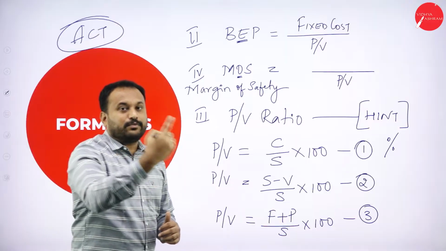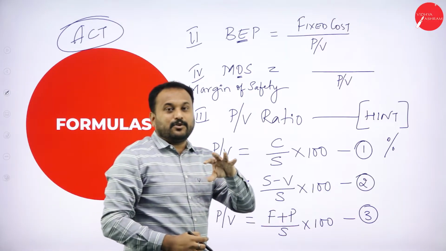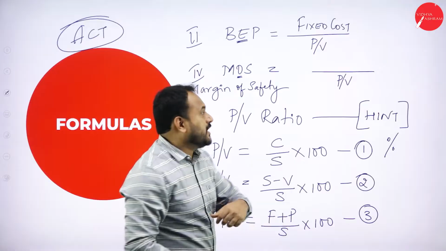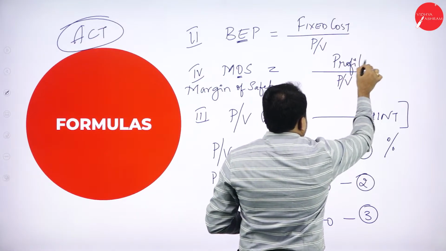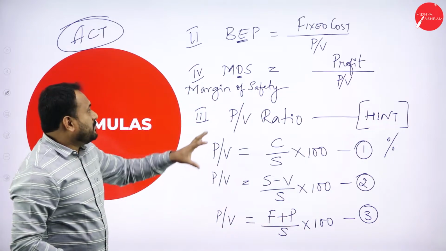O. After O, what will come? A, B, C, D, E, F, G, H, I, J, K, L, M, N, O. After O, P. P means what? Profit. P means profit. So hope you people got the formulas of it.